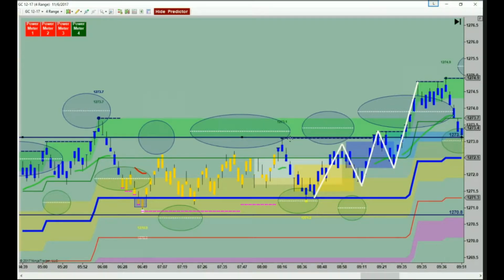See the support level right there? Now, if you were of the mindset that you wanted to go ahead and do more than one contract now, that's a good area to do it right there, because it came perfectly down to support. It bounced with a bar.